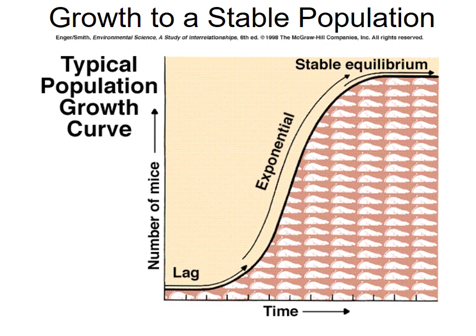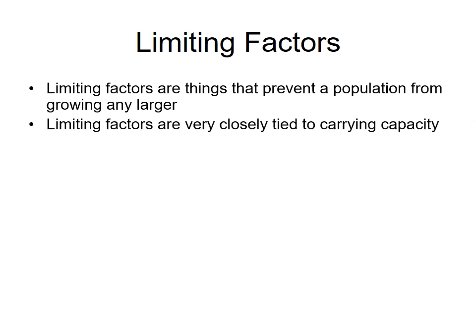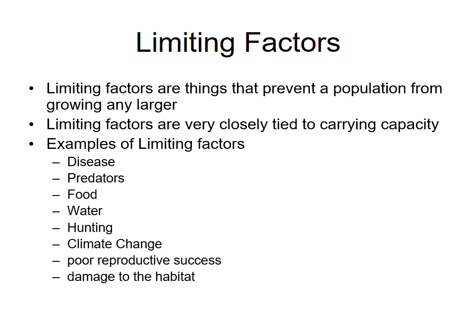So what does a stable population look like? We have the lag in the beginning where growth is small because population is small. Then we have our exponential growth. And then we have our state of equilibrium based upon those limiting factors in place. And limiting factors are anything that prevent a population from growing any larger. They're very closely tied to carrying capacity. Disease, predators, available food, water, available habitat or habitat destruction by humans, poor reproductive success because of climate change, because of pressures from other organisms, hunting. All those are examples of limiting factors, or overhunting.